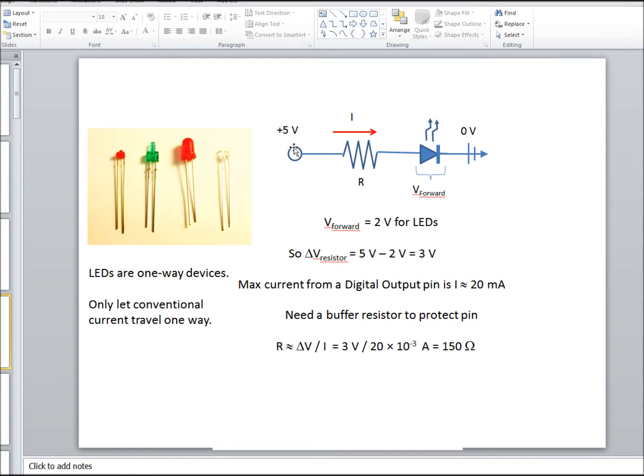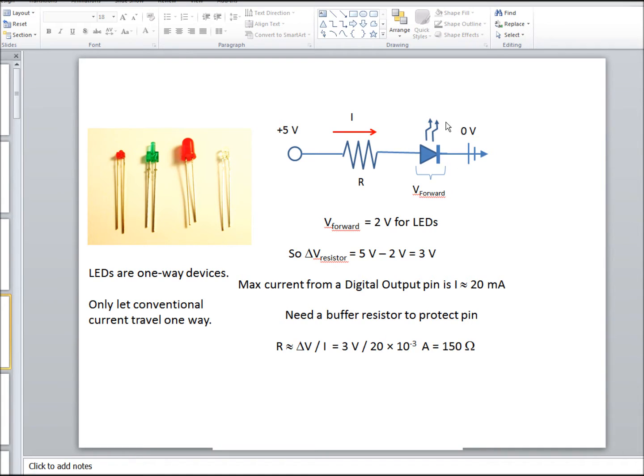So when this end is high, this LED is oriented the correct way, and this is low, then current flows and this emits light. If I made this end high at 5 volts and this end low at 0 volts, the current could not flow. This effectively becomes an infinite resistance.